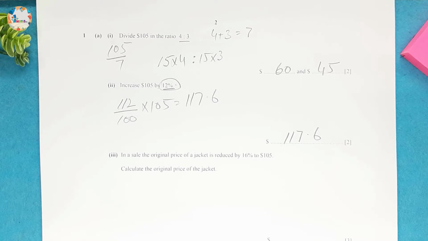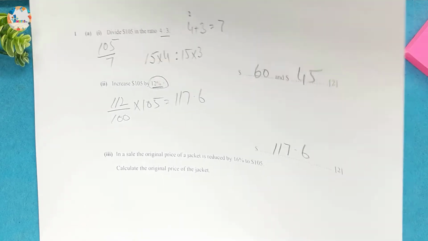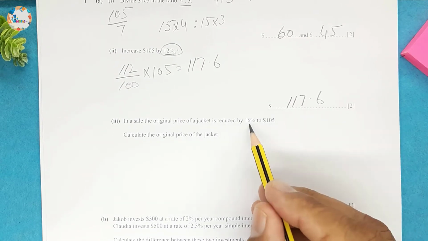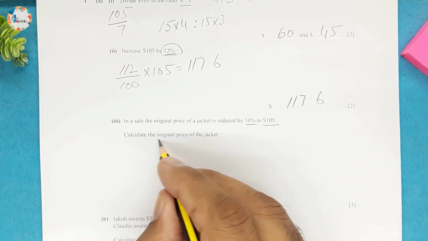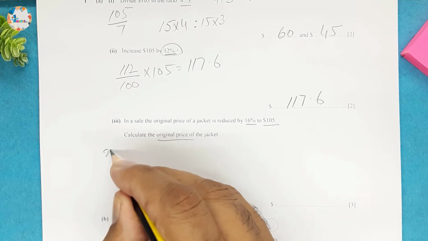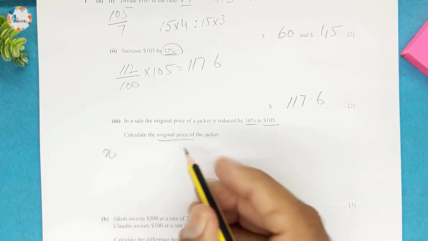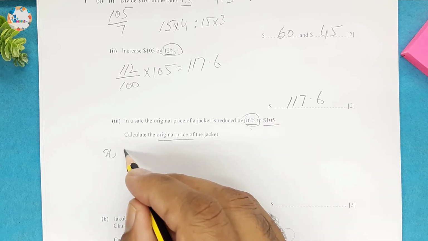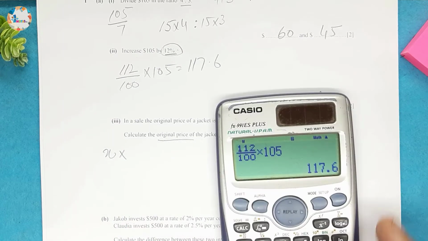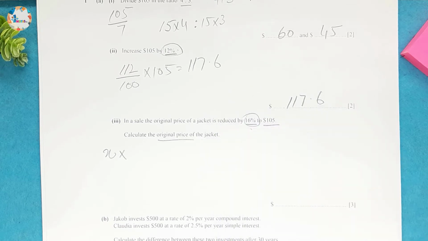In a sale, the original price of a jacket is reduced by 16% to $105. So we don't know the original price, we have to calculate it. Let us suppose the original price is X. For a 16% reduction, 100 minus 16, so it will be 84.